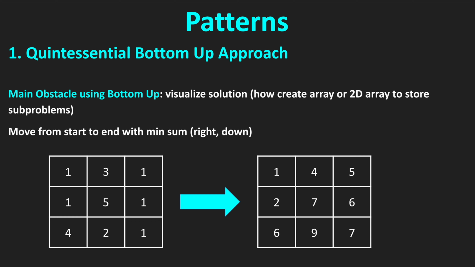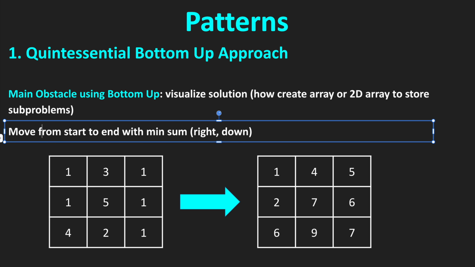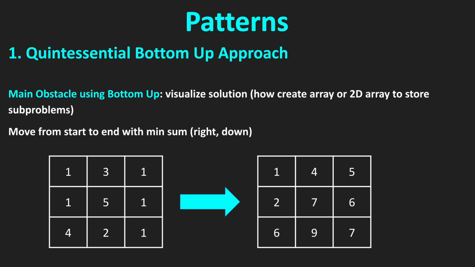Let's go on to the next one. For example, let's say that we need to move from start to end with the minimum sum. For each cell we have a value: 1, 3, 1, 1, 5, and so on. And then we need to find how to move from here to here with the minimum value.